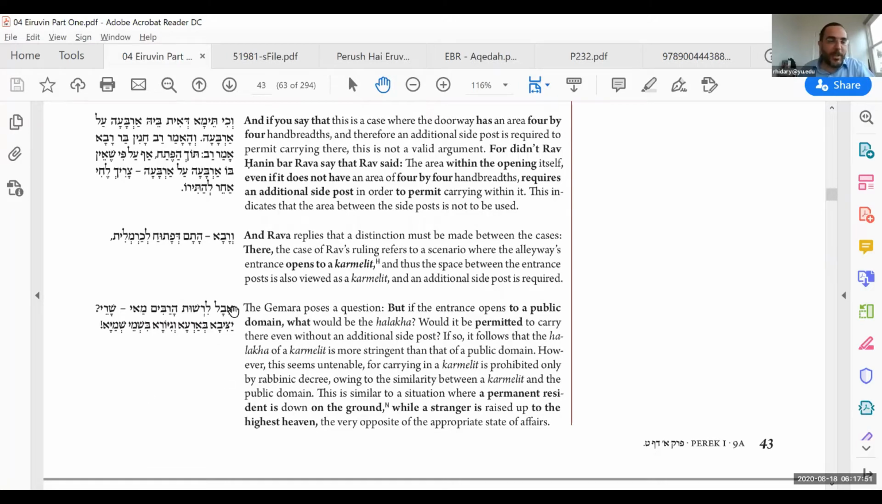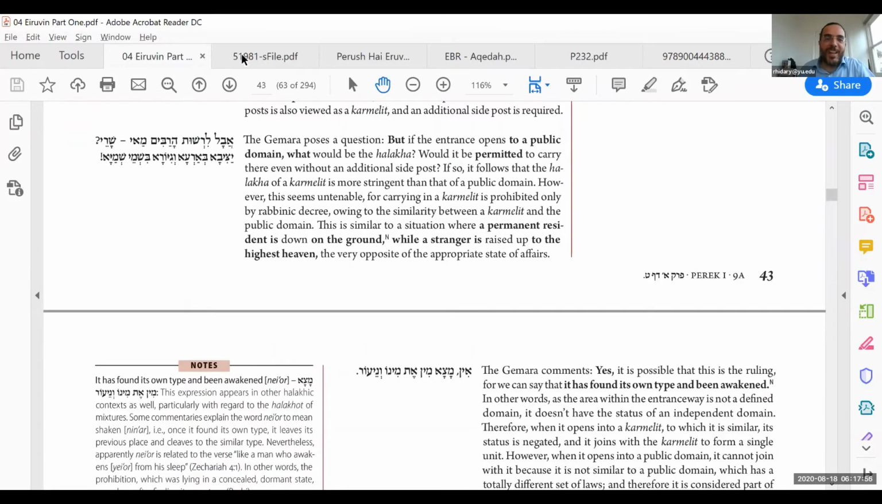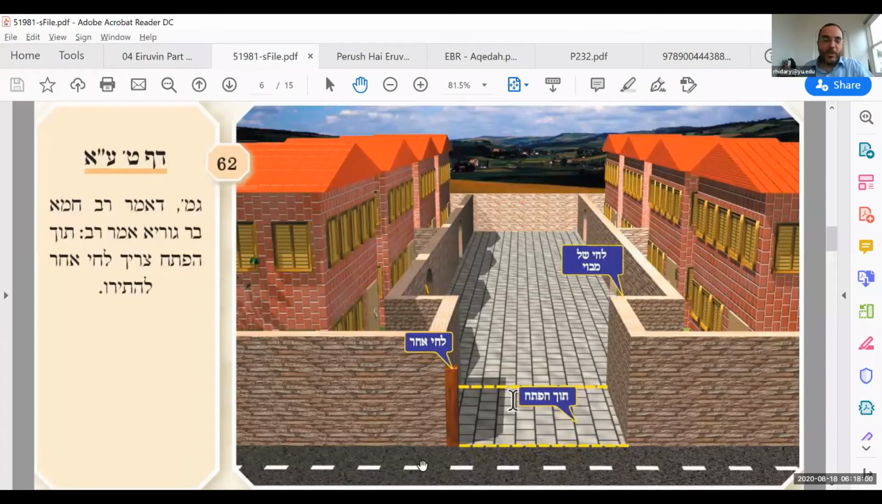Okay, this sounds like it could be a campaign slogan. But what we mean here is that this area, if you consider it more similar to this, then it should have a better status. That's like being a citizen rather than being a stranger. If it's Reshut Rabim, it's completely different. Okay, so that seems to be a good question.